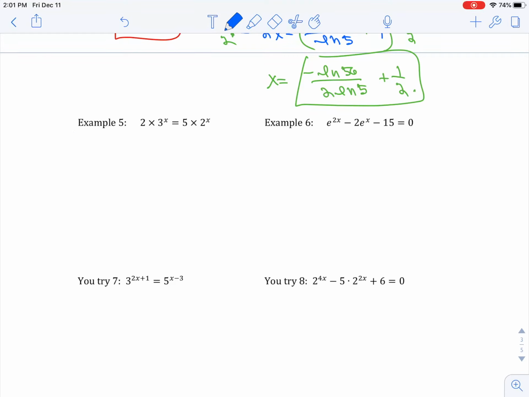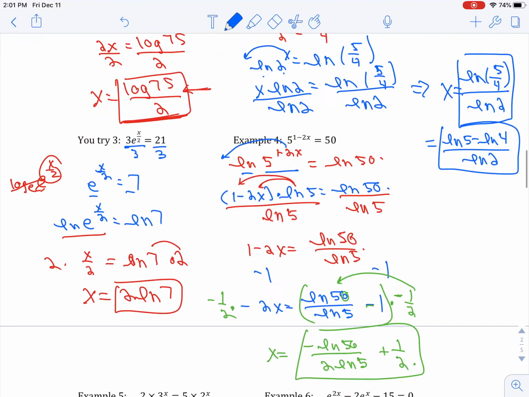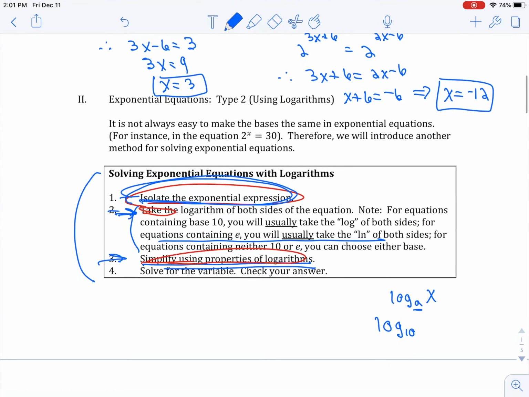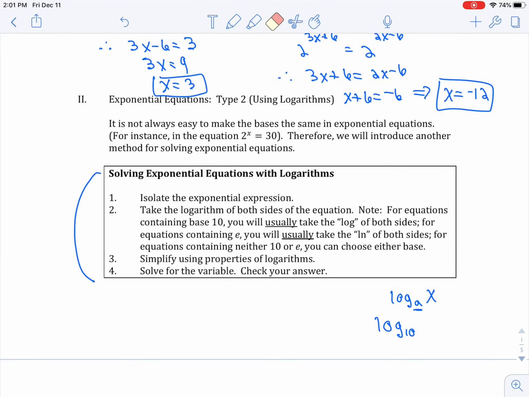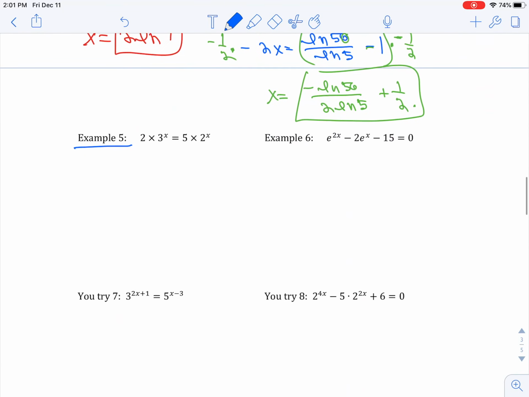In this video, we're going to look just at example 5 from your A-16 notes, and I'm actually going to show you two different ways to do this problem. One way that you can do it is, if you go back to the rules here, the rules said that the first thing that you should do is to isolate the exponential expression.